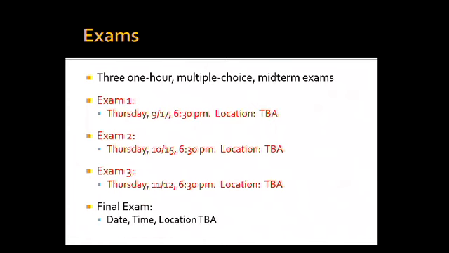So write these down right now: the 3 exam dates and times. The first one is on Thursday, September 17th, 6:30 p.m. Location to be determined. When we get closer to it, I'll let you know where the exam is. These are all 1-hour evening exams. They're multiple choice. Exam 2, Thursday, October 15, 6:30 p.m. Exam 3, Thursday, November 12, 6:30 p.m. So they're all on Thursday, and they're all at 6:30 p.m.